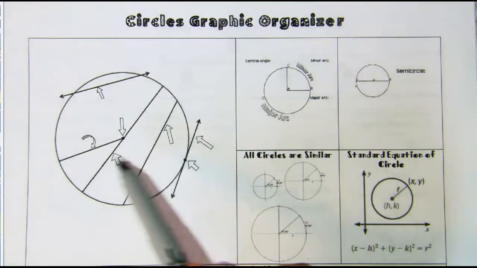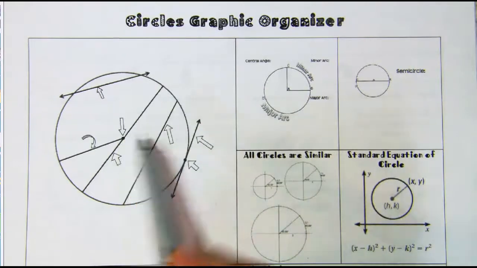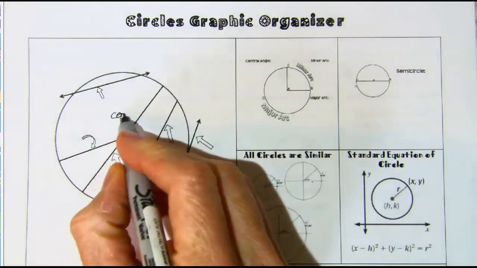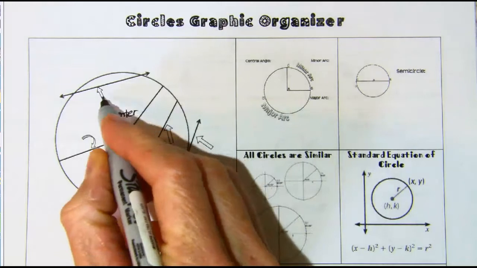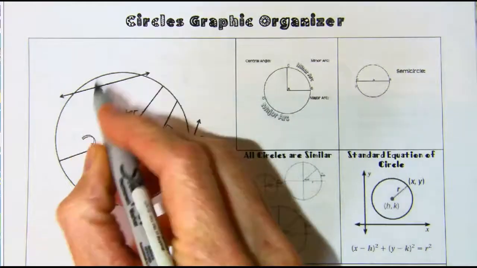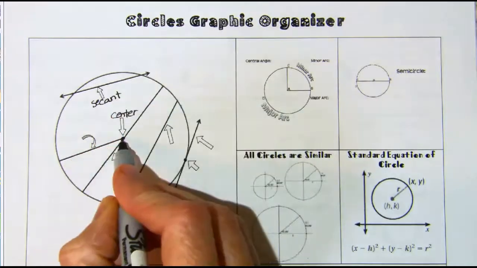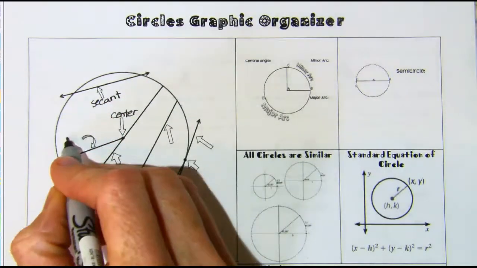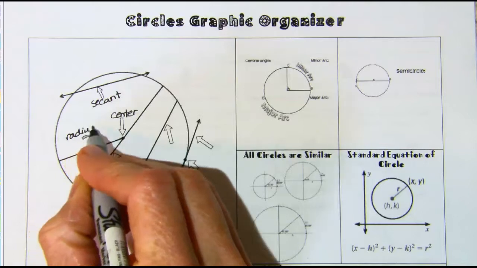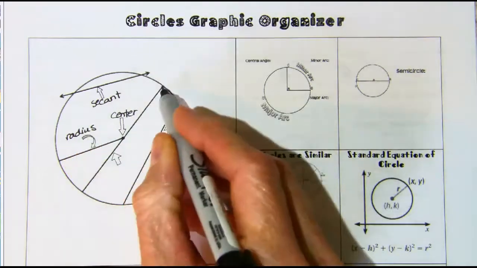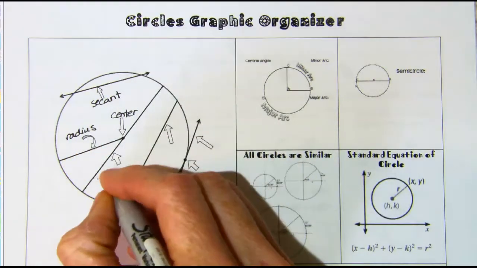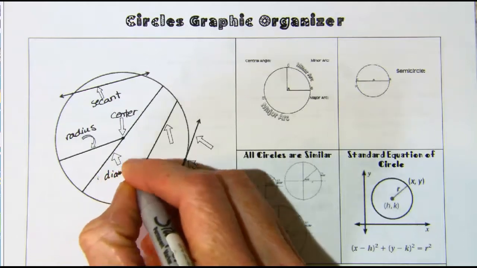So we have a circle, and you can see this dot right here. That, of course, is the center of the circle. This is a line going through the circle, so we call that a secant. This is going from the center to the side of the circle, so this is the radius. This arrow is pointing to this whole line, so this is going to be the diameter.